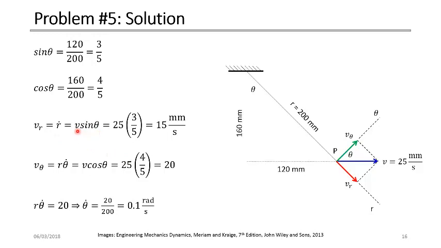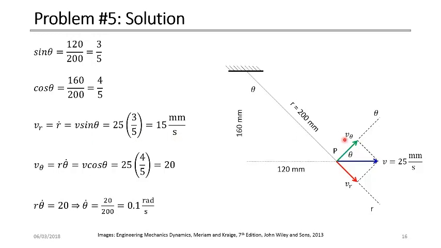We have the value of V, which is given as 25 millimeters per second. Sine theta is 3 divided by 5. If we multiply this, we get 15 millimeters per second. So VR, which is R dot, is equal to 15 millimeters per second. So R dot is found now.